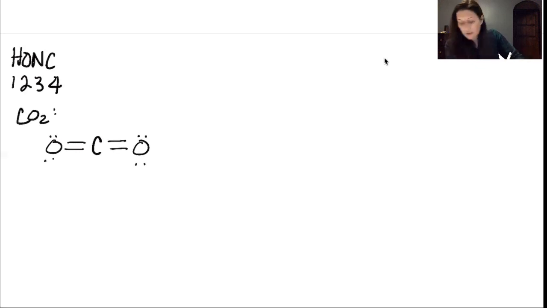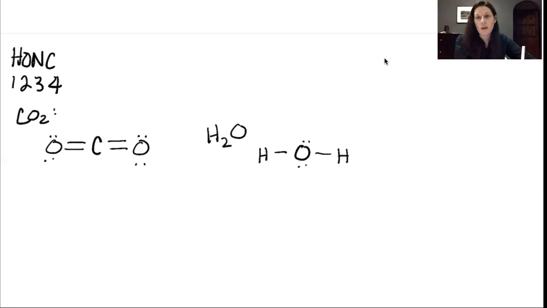Okay, so let's compare that to H2O, another molecule that you should have memorized eventually because we've drawn this so much, and you'll see it all the time, definitely in biology as well. H2O has an oxygen in the center, single bonded to two hydrogens, and then the oxygen has four non-bonding electrons around it. If we look at each of these molecules, we can see that each follows what HONC 1, 2, 3, 4 has predicted.